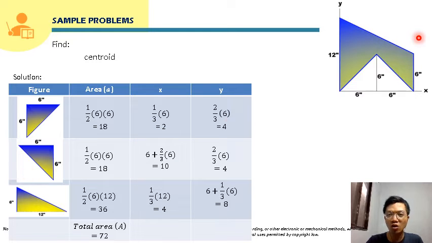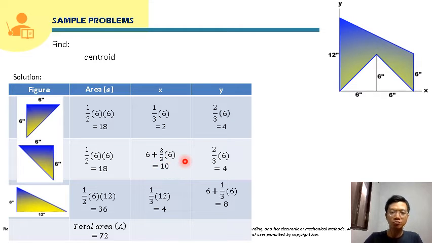Now for the x-coordinate of this triangle, the centroid of this will be somewhere here. So its x-coordinate will be this distance. This distance will just be 6 plus this side, where this part is 2/3 of 6. So this will be 2/3 of 6 plus 6, and that will be the x-coordinate. So that will be 10, right? 6 plus 2/3 of 6, that will be 10.